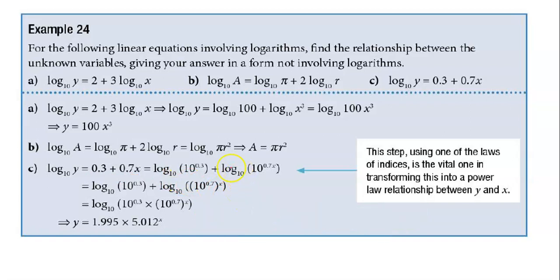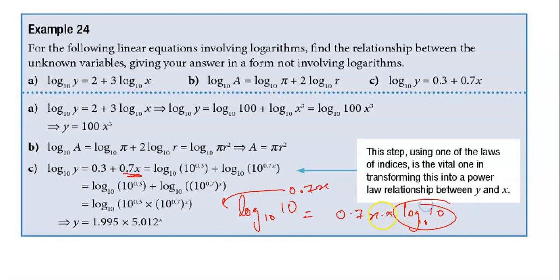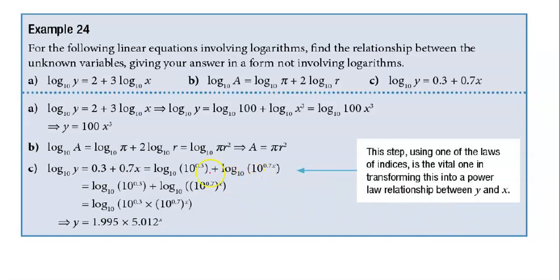Secondly, now over here, how would you write 0.7x? Log of 10 raised to power 0.7x to the base 10. You will get 0.7x into log of 10 to the base 10, and this becomes 1. Okay. So you can write 0.7x as log of 10 raised to power 0.7x to the base 10. We have written over here.